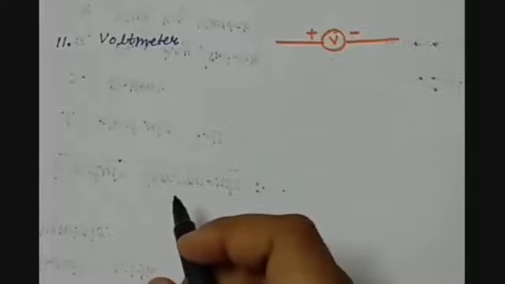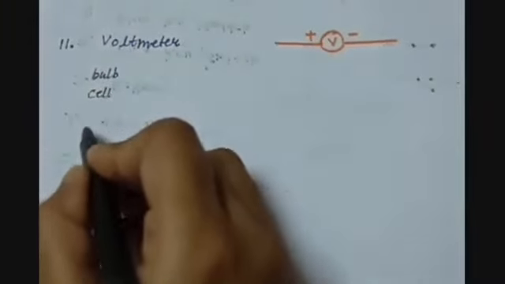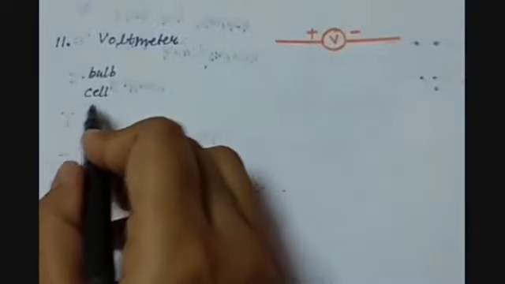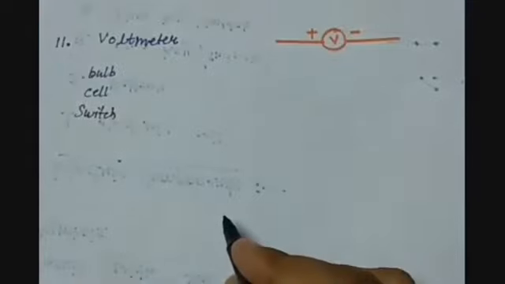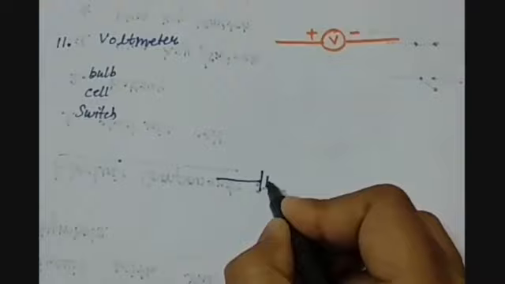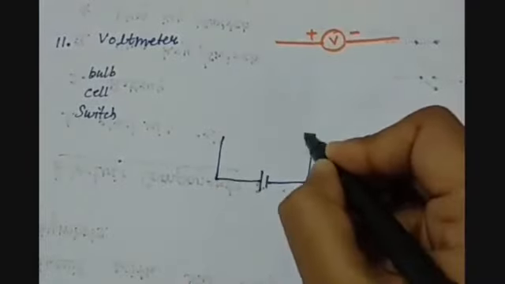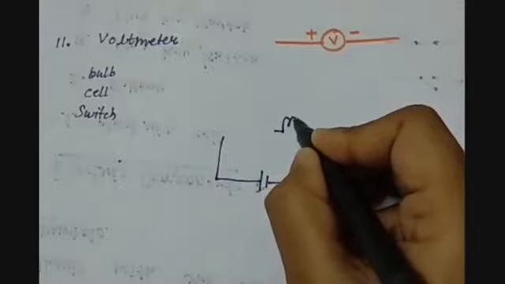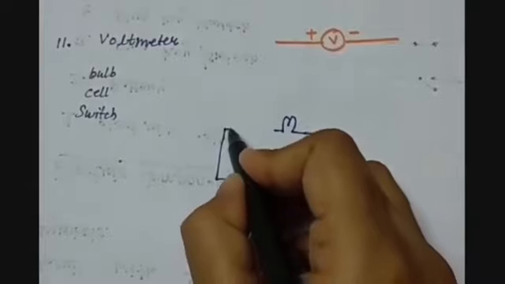Now let us try to draw one electric circuit diagram. Let us first make a simple electric circuit diagram which has a bulb acting as a load, a cell acting as an electrical energy source, and a switch, or you can say a key. So we have an electrical energy source, a cell, which will be connected to the load.